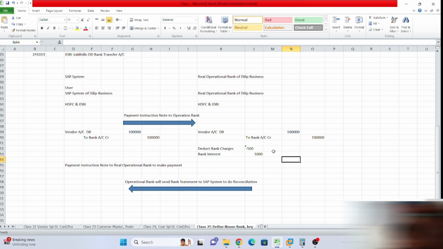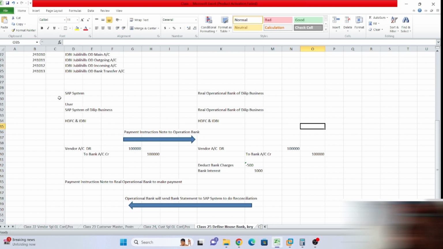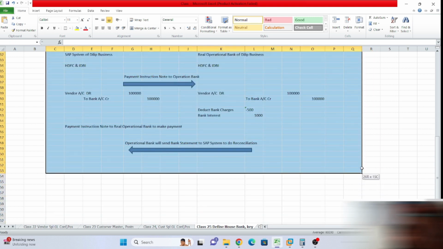Got it. They will just play their role only. But from the SAP side, we need to be sure that our SAP system always matches with our real operational bank. The business people will make sure of that, and they will not have access. Okay, so this is all about banking in SAP.